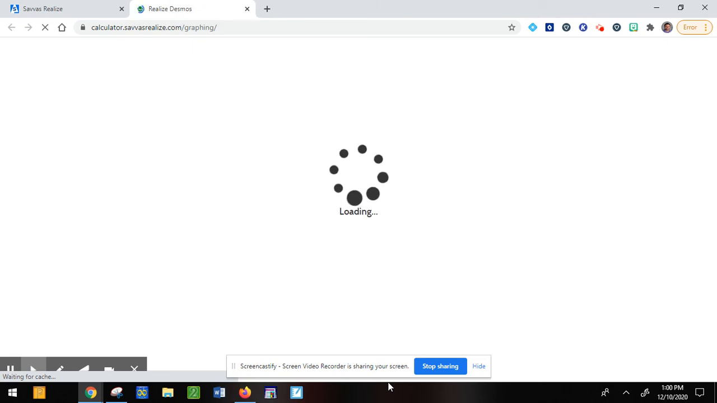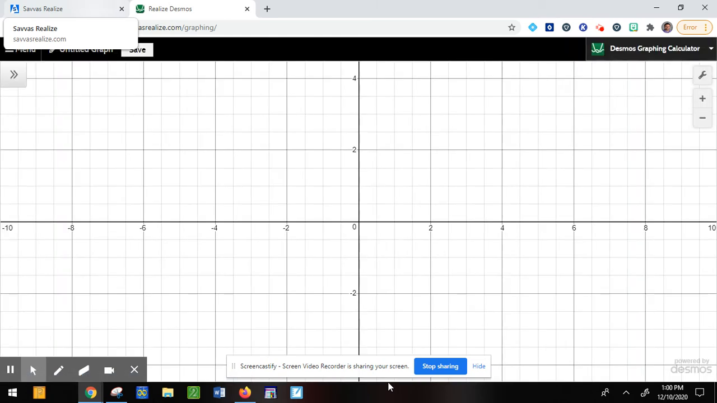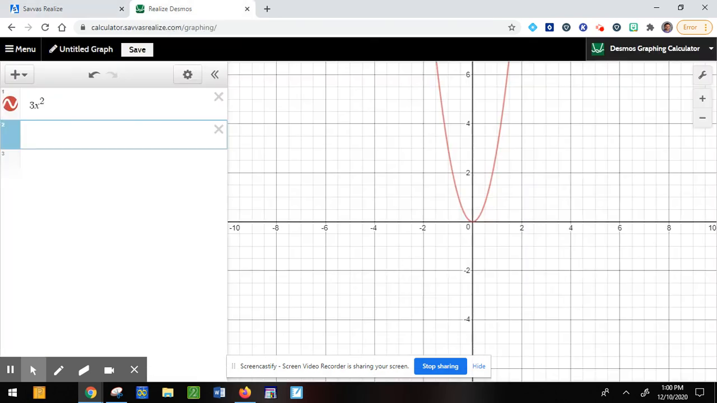I'm going to open up my calculator here. I'm using the Desmos one now because my other calculator expired. Anyway. All right, so we're going to, I forget what it was, 3x squared, 3x. All right, so that's your parabola. And then the second one was 3x minus 2. All right, so 3x minus 2.